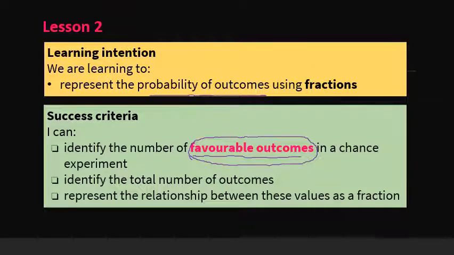To do this, you'll also need to identify the total number of outcomes. So we did that yesterday with the card experiment. Again, we found there were eight different combinations of red and black cards you could get, and then represent the relationship between these two values, the favorable outcomes and the total number of outcomes, as a fraction. So we're going to look at that today.